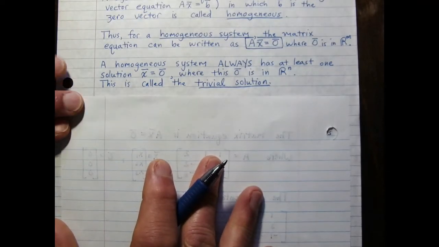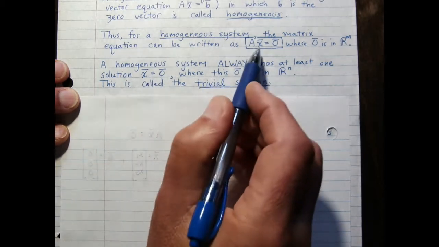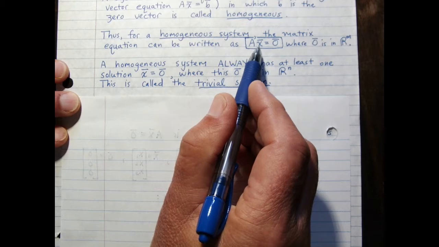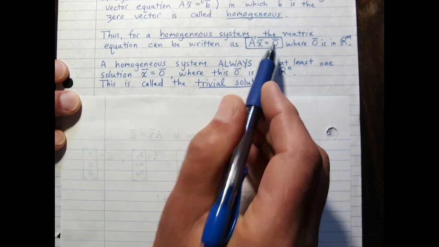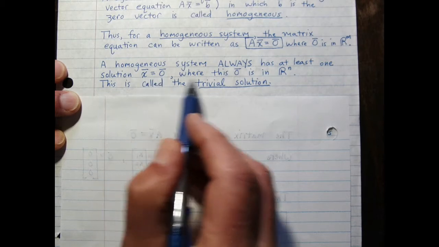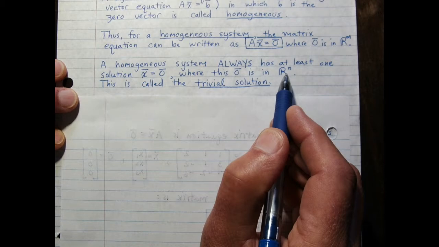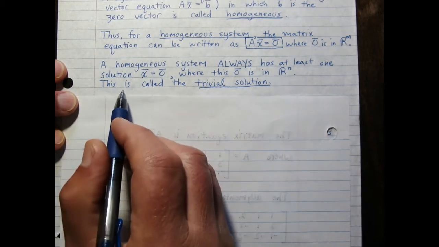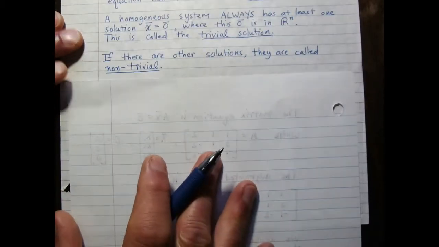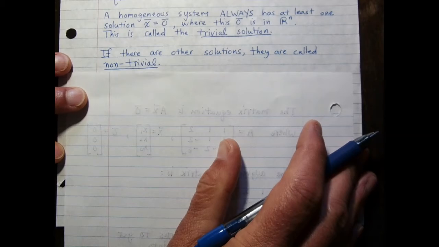A homogeneous system always has at least one solution, x equals 0. If you plug in the zero vector for x, A times a zero vector is going to give you a zero vector. But the solution zero vector is in Rn. That matches the number of rows of A. This is called the trivial solution. If there are other solutions, they are called non-trivial.